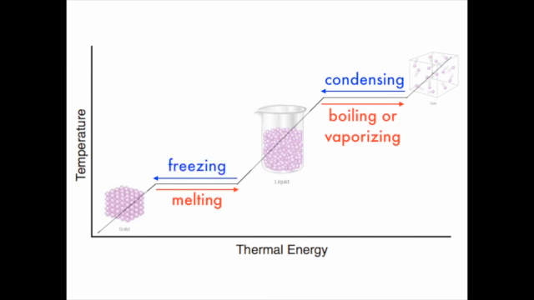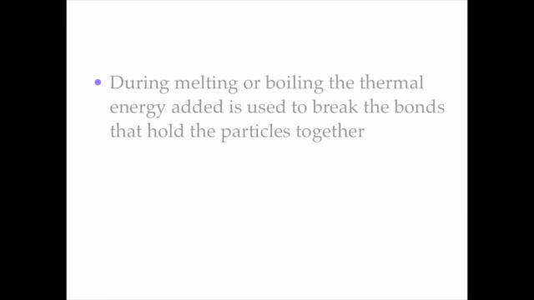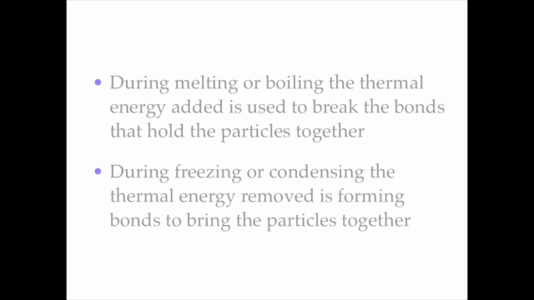Notice that during these phase changes, the temperature does not change. So what is happening with all of that thermal energy? Well, during the melting or boiling process, the thermal energy added is used to break the bonds that hold the particles together. During freezing or condensing, the thermal energy removed is forming bonds to bring the particles back together.